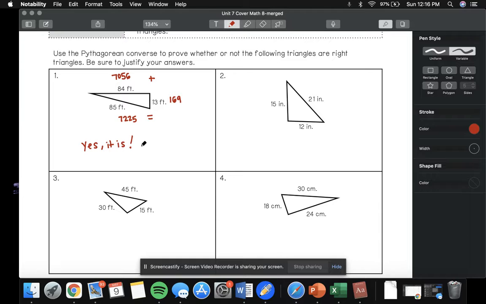Okay, so now we'll do number 2. We have 15, 12, and 21, so 21 should be my hypotenuse. So we're going to square 15, which is 225. Okay, we're going to square 12, which is 144. Using our logic, if we add those together, it should equal 21 squared. 21 squared is 441. Okay, when I add these two together, I get 369. So 369 is not the same as my hypotenuse squared. So this is not a right triangle.